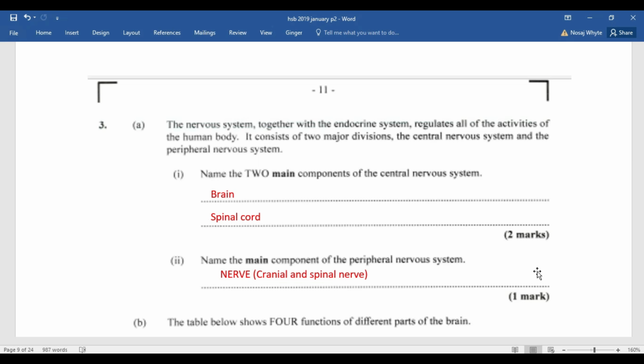So we spoke about brain and spinal cord. Now it is saying name the main component. So the main component here is going to be the nerve. And the nerve here that we're talking about in bracket would have been the cranial nerve and the spinal nerve. So if we're talking about the peripheral nervous system, we're talking about nerves. If we're talking about the central nervous system, we're talking about the brain and the spinal cord. It is as easy as that. I know a lot of teachers would have taught you about cranial and spinal nerve, but the bottom line here, it is nerves. So get used to that fact, all right?